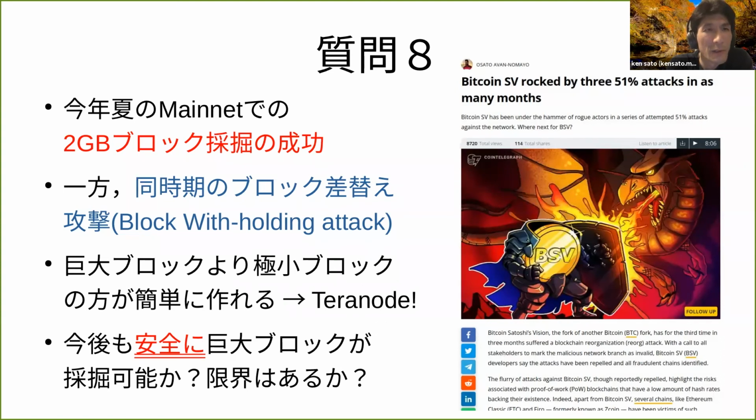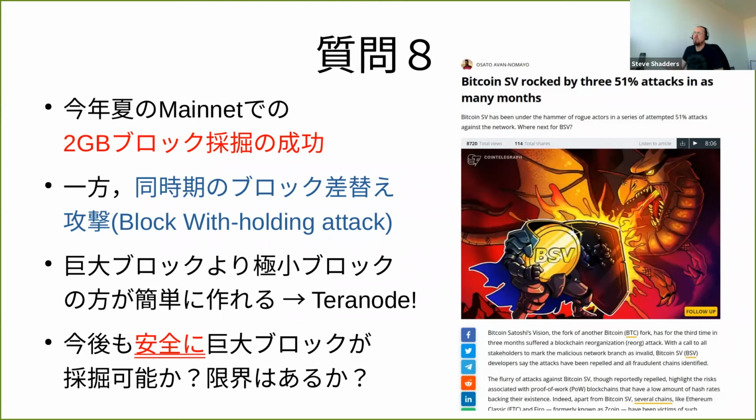I guess his question is how big a block we can make. You said there's no limit for block size, but do you think about the safety of the big block? I guess that's the kind of question. It's kind of a big question.